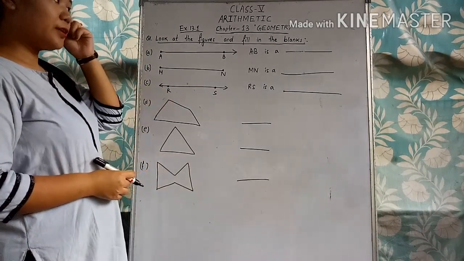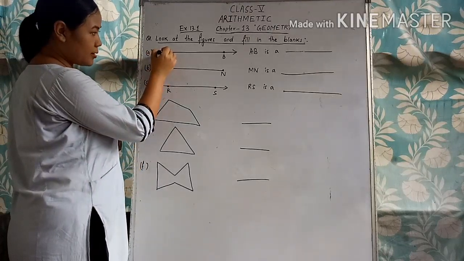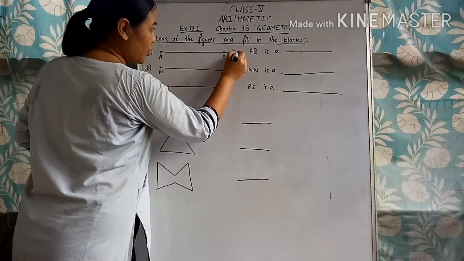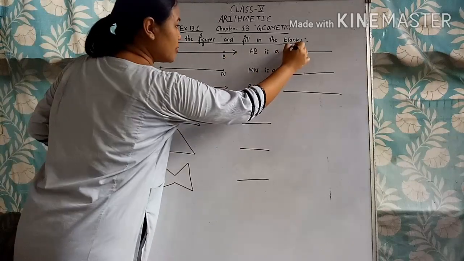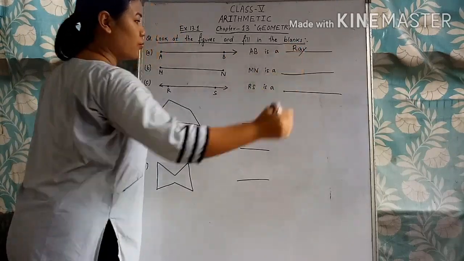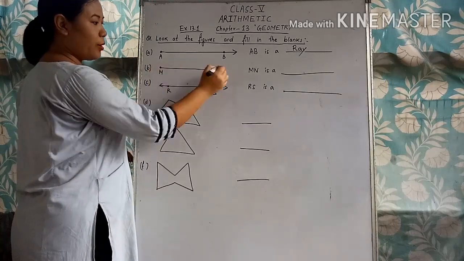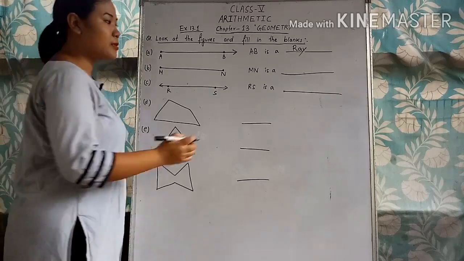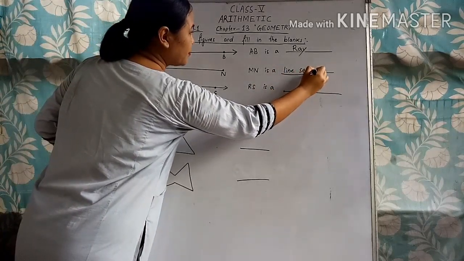Okay students, now let us solve exercise 13.1. Question 1, look at the figures and fill in the blanks. Now you see here, this line starts at one point and it goes on and on. Okay, it does not have a fixed length. So AB is what? AB is a ray. Now here the second line, it starts at one point and ends at one point, so it has a fixed length. So ML is a line segment.